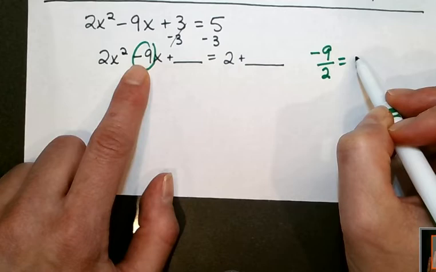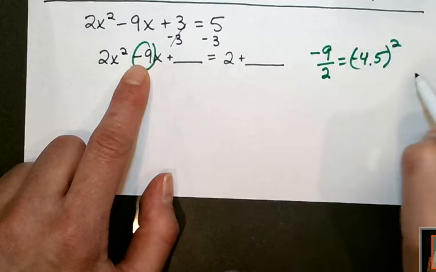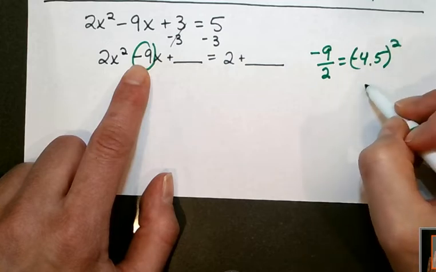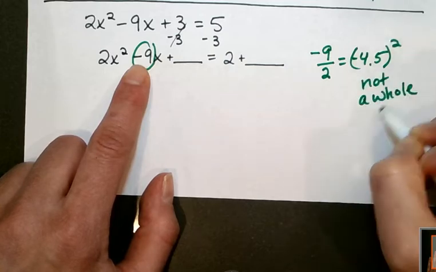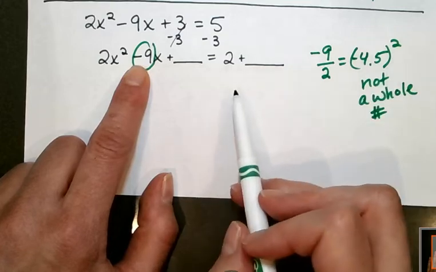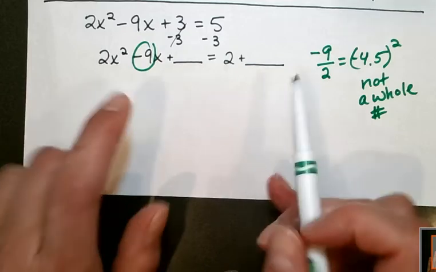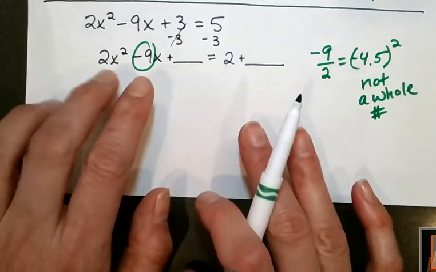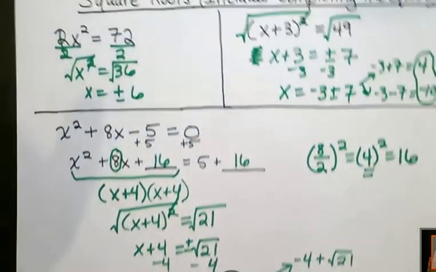It's a decimal. So it's going to be negative 4.5, and then we're going to end up squaring that, and it's going to be a yucky number. So because this is not a whole number, that means that completing the square is not a good method to solve this. And so we would use a different method. And we'll get back to this very quickly. Okay, so all of that was completing the square.